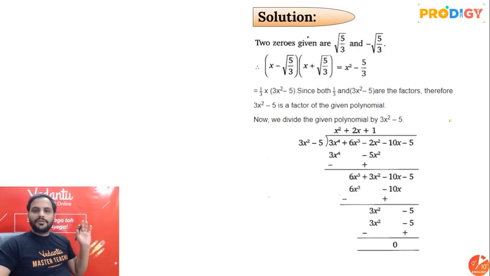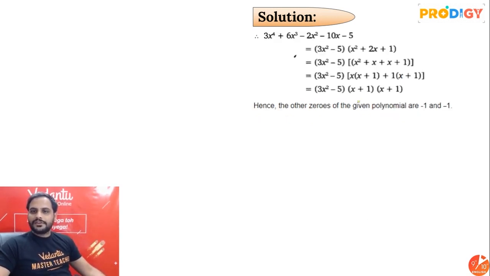So see how much difference it made? The 3 which was there in the denominator, we took it common. Alright, so this is how this question will be solved. The last two factors are exactly the same.